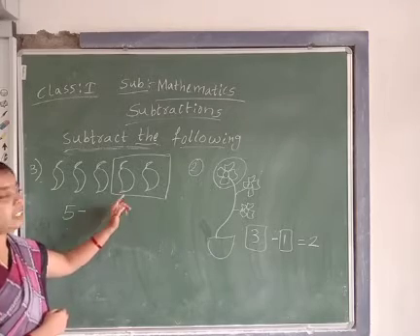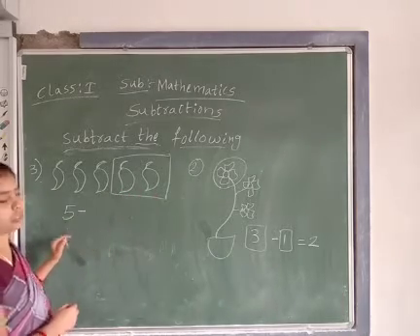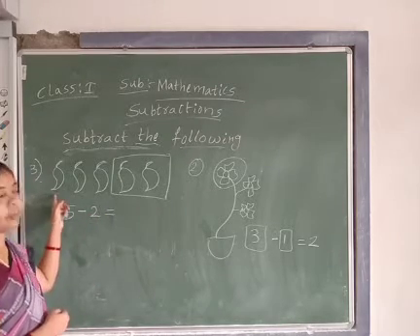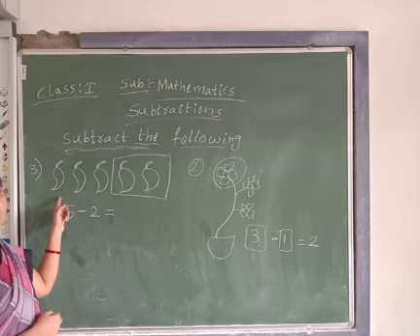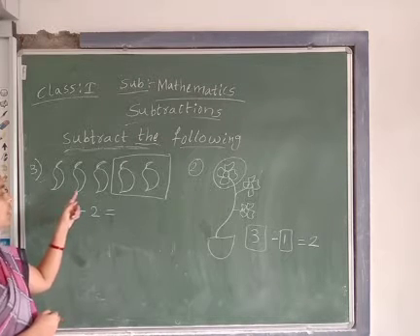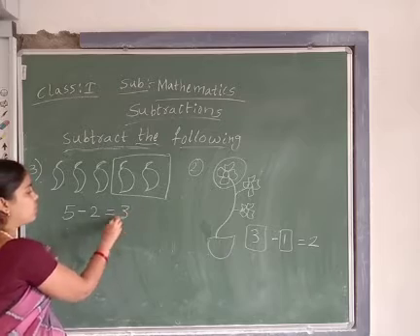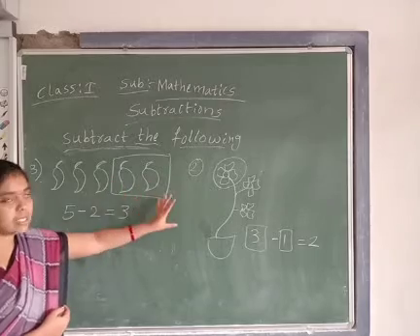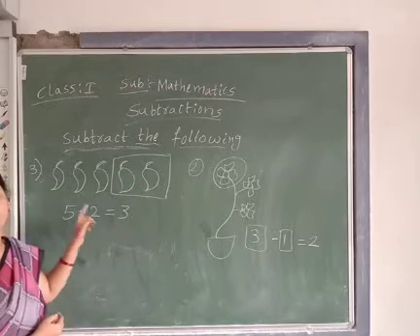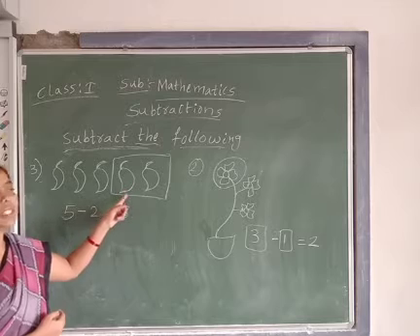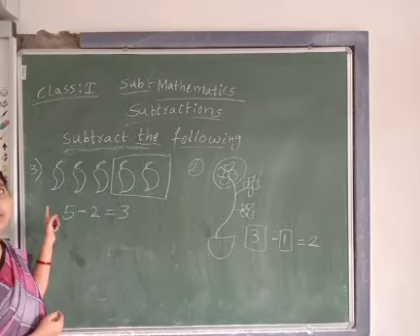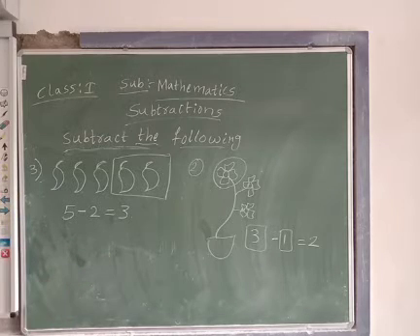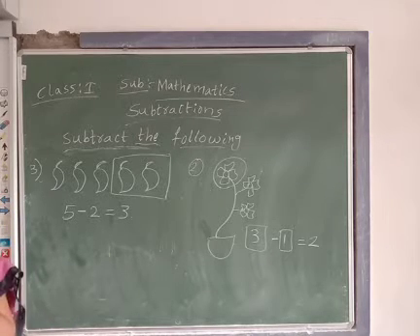Your brother is taking 2 mangoes. 2 mangoes only he has taken. So how many mangoes are remaining with you? 1, 2, 3. So here the concept: 5 minus 2 equals 3. From this 5, if we subtract 2, the remaining is 3 only. 5 minus 2 equals 3. So right, children, this is also right.